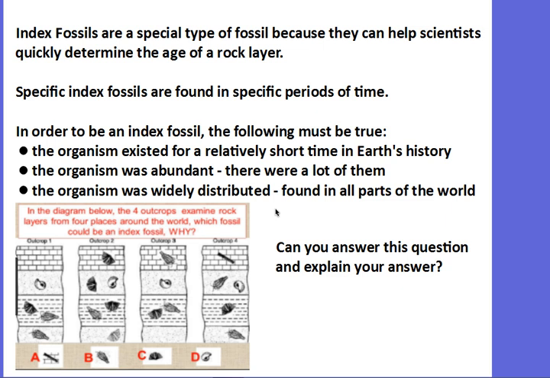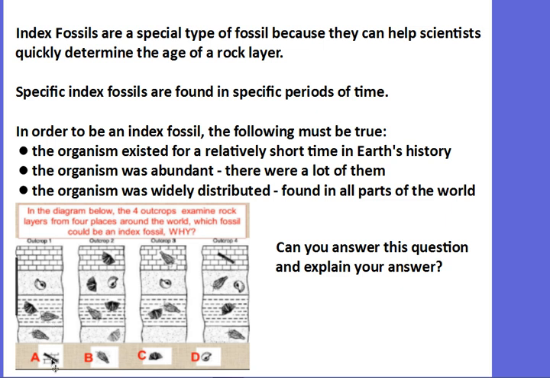Okay, hopefully you paused and tried to figure out the answer. So the answer to this question, the one that would be an index fossil, would be D. It would be this one here. You've got 4 of them in this one layer. I can look around and see they're not found in any other layer. Okay, this organism here is found in this layer, but it's also found in this layer.